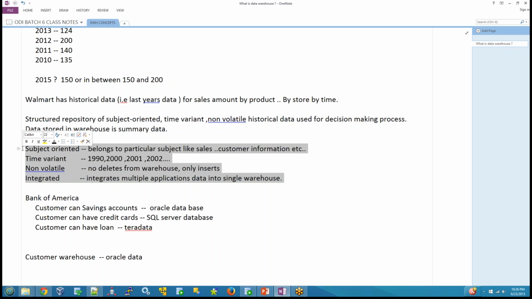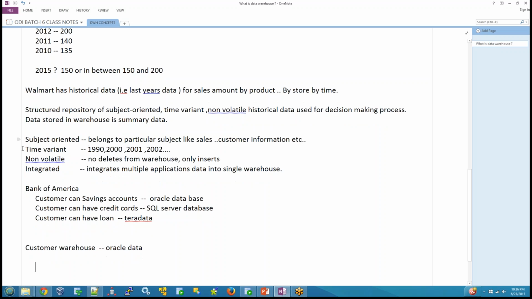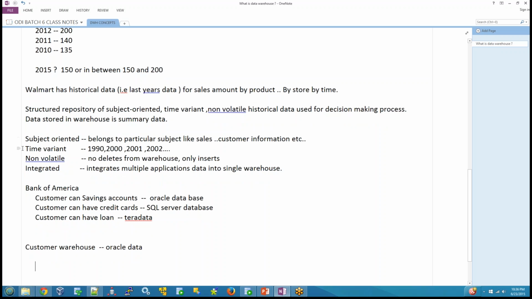Yes or no, please? Yes. Yes. Yes. Okay. So now, we have seen the definition of a warehouse. Okay. So now here, I have two types of environment. See, I'm saying customer is one application. Customer savings account is one application. And the credit card is one application. And loans is one application. And a warehouse is one application.